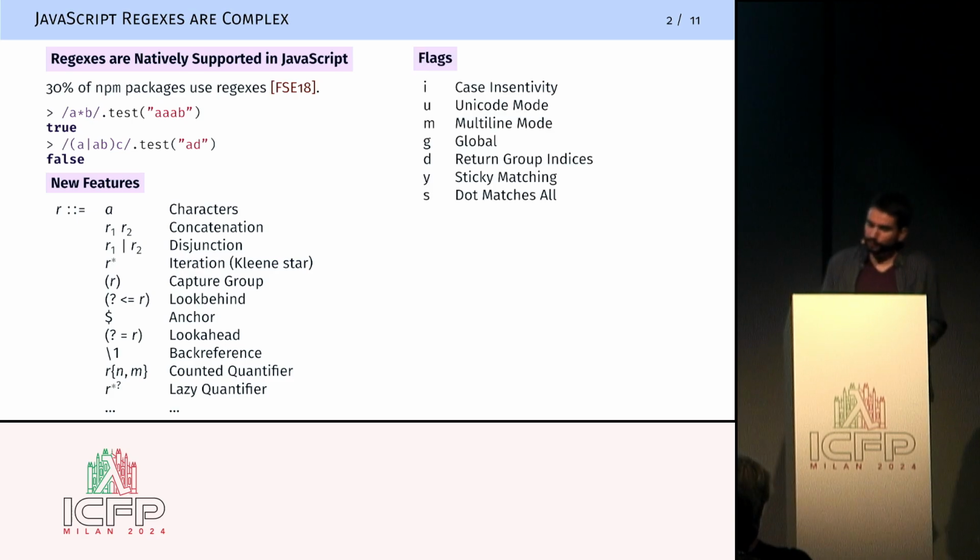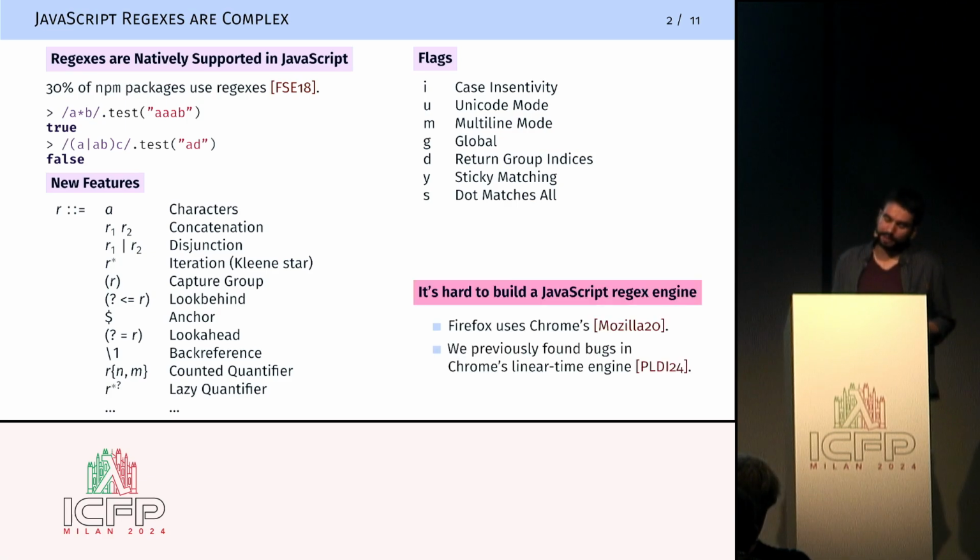And to make things worse, we also have different modes of matching with different flags, flags for case insensitivity, Unicode mode, and so on. And so you get the picture. It's come to a point where it's hard to build a JavaScript regex engine that actually conforms to the specification. And in fact, a few years ago, Firefox just gave up and now uses the JavaScript regex engine that is used in Chrome and Node.js. And also, previously, we found some bugs in Chrome's linear time engine. And so we really want to stick to the standard for all of these complex features.